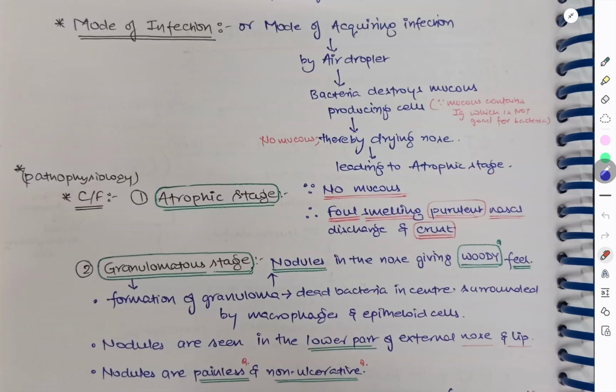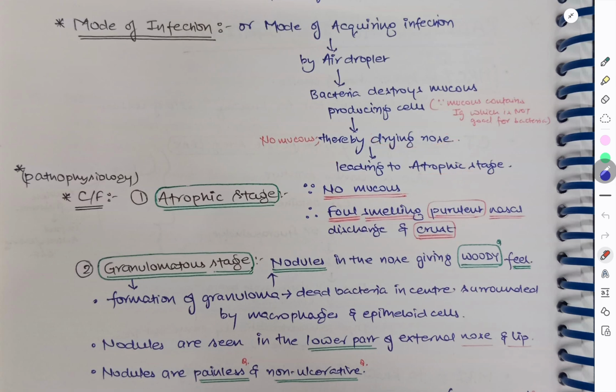What is the mode of infection? How do we acquire this infection? By air droplet. By air droplet these bacilli come in. This bacteria destroys the mucus producing cells. Since mucus contains IgG, which is not good for bacteria, when mucus is destroyed the bacteria can easily grow. No mucus, thereby a drying nose, and because of this the nose leads to atrophic stage.